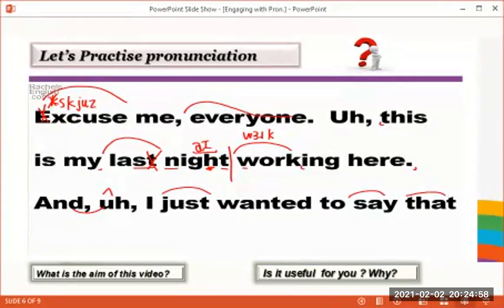Again, ST cluster followed by a consonant, just like last night becomes last night. Just wanted becomes just wanted.